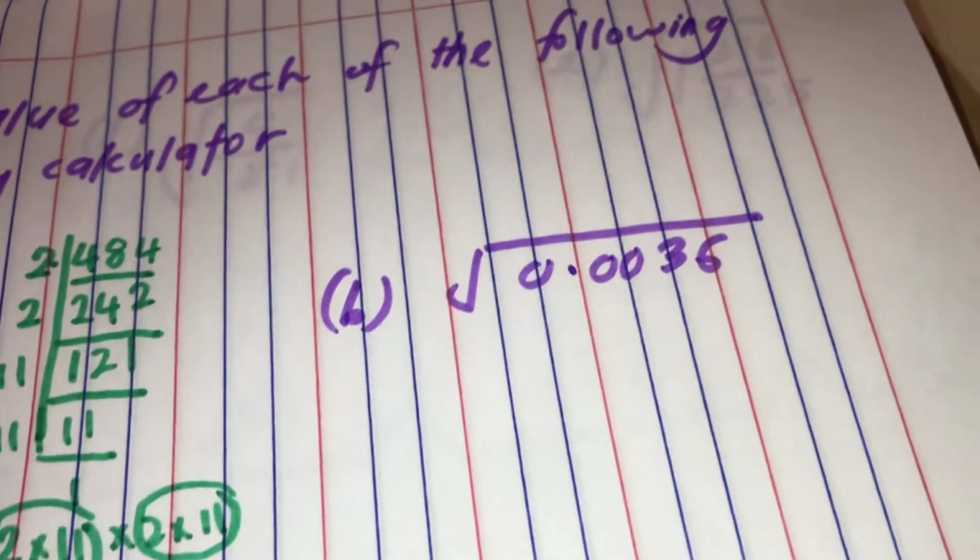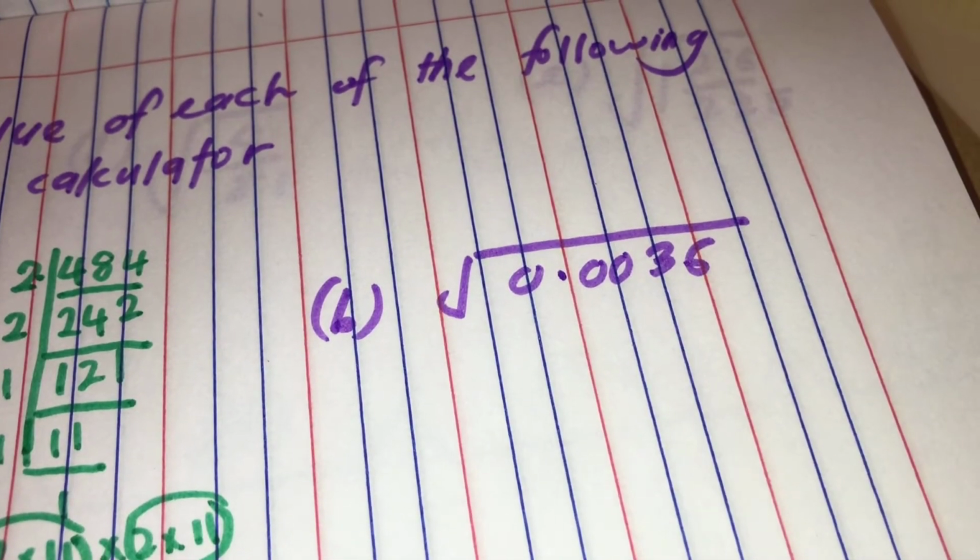Usually if the question asks you without using calculator, that means the value must be a perfect square. So easy. If you can use calculator, maybe the question will ask you something that is not a perfect square.